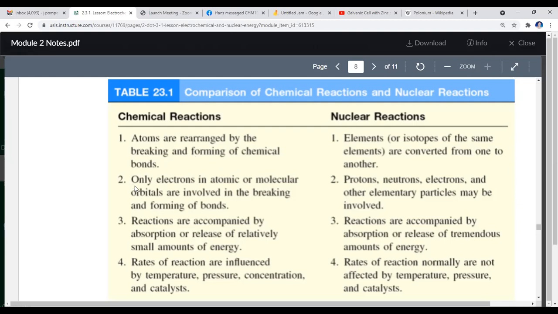So in the case of chemical reactions, only electrons in atomic or molecular orbitals are involved in the breaking and the forming of bonds. The electrons that you see, class, in, let's say for example, sodium, it has one less electron than proton, and then chlorine has more electrons than protons. So the electrons we're talking about here are the free electrons. The atomic or the molecular orbital electrons are the ones that are involved in the chemical reaction.